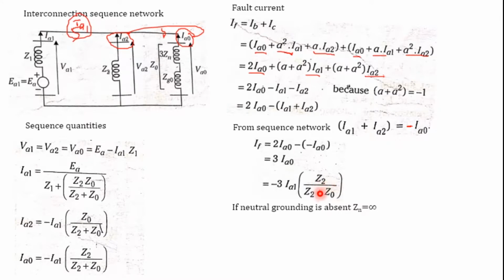I told you clearly that the fault current equation should contain the relation for the zero sequence impedance. So what will happen if it is not grounded? Zn will become infinite, hence Z0 is going to be infinite. Substituting this value in the equation, 1 divided by something infinite is going to be 0. If a double line to ground fault takes place on a synchronous generator that is not grounded, the fault current will become 0.